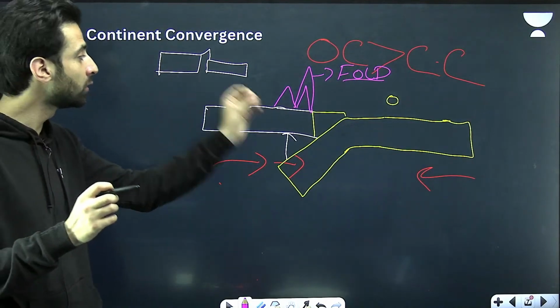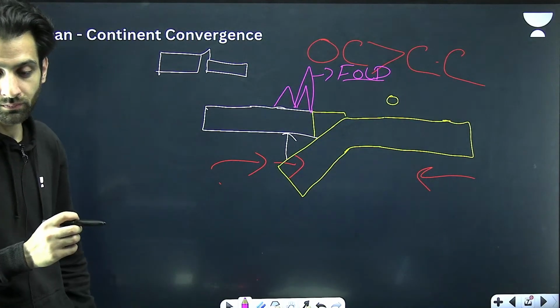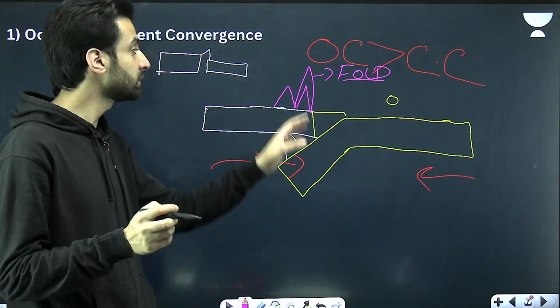So is it clear how the fold mountains are formed? You can tell me in the comments if you have any question how the mountains were formed.